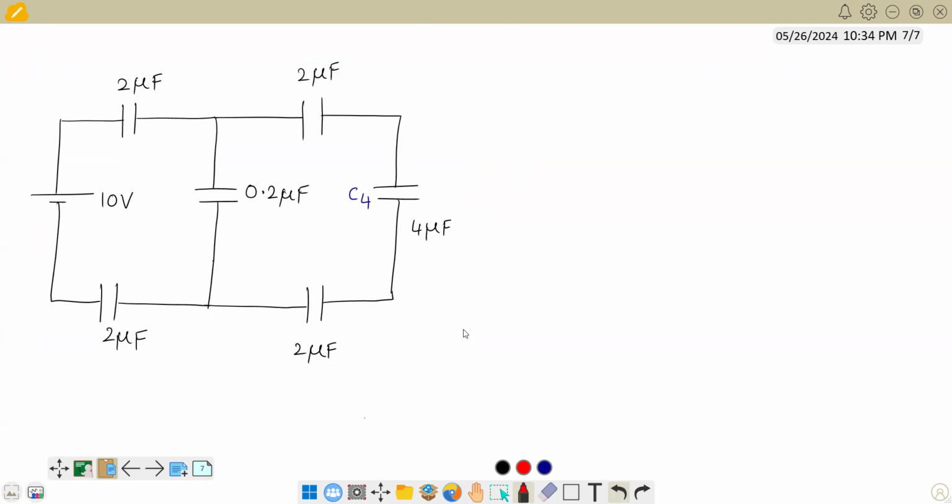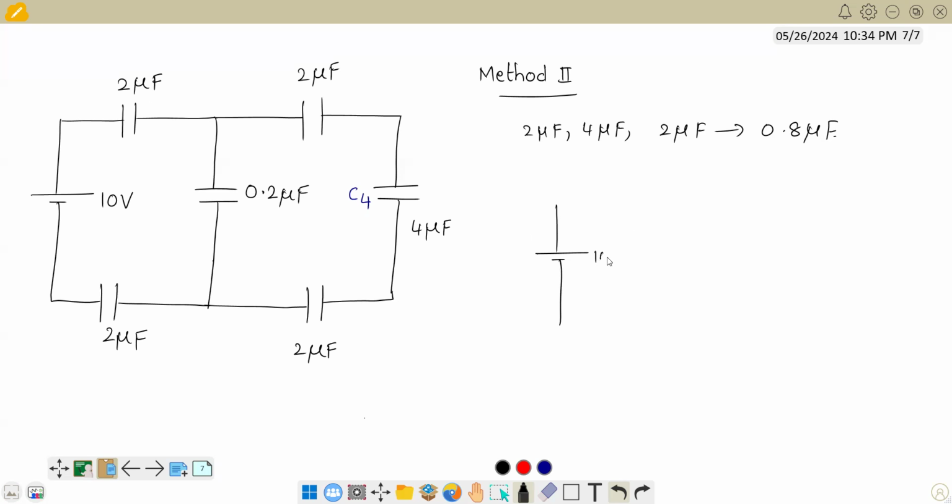We will use a normal charge distribution to solve this problem. This is called method 2, where we find C effective and then solve this problem. So we already did it. These three, 2 microfarad, 4 microfarad, and another 2 microfarad, we know will become 0.8. 0.8 and 0.2 would become 1. And let us find what would be the charge distribution here. So this would be 10 volt.